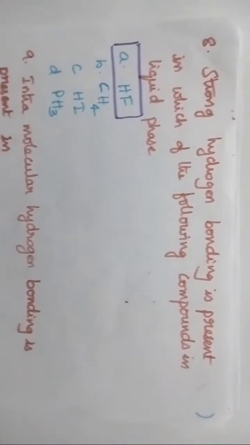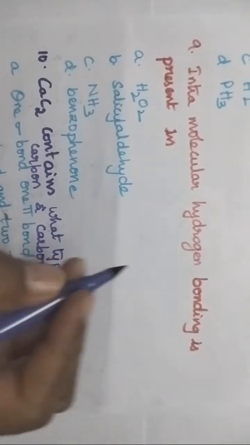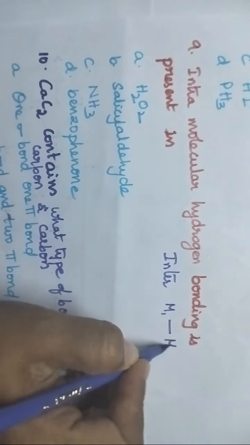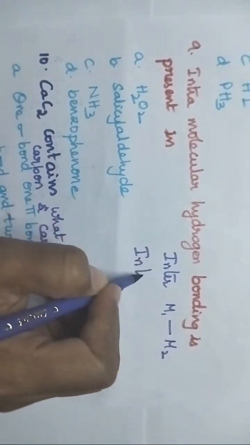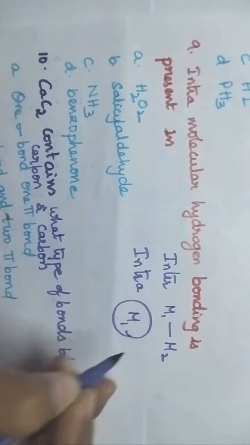Clear? Very good, Sahiti. Swati, very good. Next, let us discuss about the ninth question. Intramolecular hydrogen bonding is present in. Here, hydrogen bonding is of two types, inter and intra. So, inter means that is present between two molecules, molecule 1 and molecule 2. Intra means within the molecule. So, hydrogen bonding is present within the molecule. So, you are supposed to identify in which of the following compounds intramolecular hydrogen bonding is present.